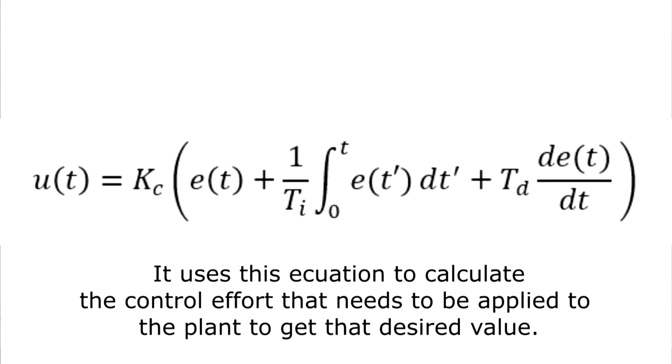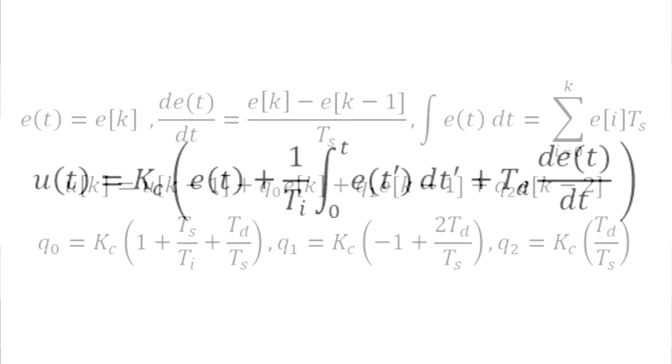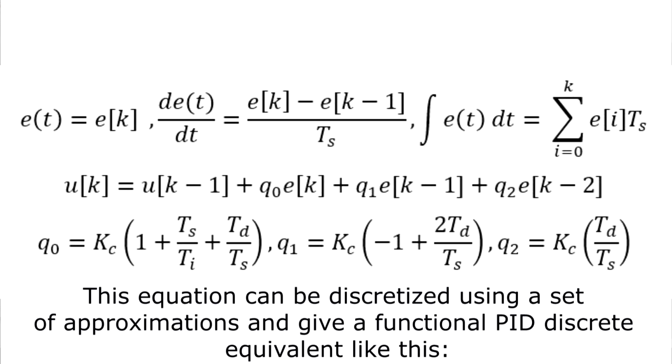It is extremely known for its simplicity and is frequently used in the control loops in the process industry. It uses this equation to calculate the control effort that needs to be applied to the plant to get that desired value. This equation can be discretized using a set of approximations and give a function of PID discrete equivalent like this.